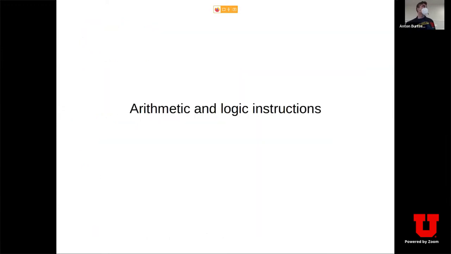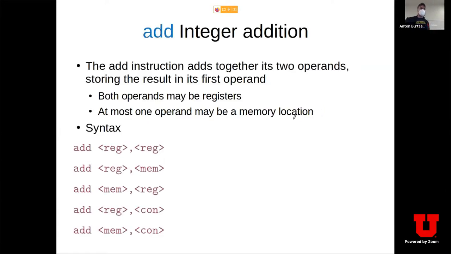Okay, so we got through the memory operations. Let's get to the arithmetic and logic instructions. So addition, right? The addition instruction adds together its two operands, storing the result in its first operand. This is exactly what we were talking about. Both operands can be registers. At most, one can be a memory location, so it can be either here or here. This can be a constant, or you can add memory with a constant, and place the result back in memory.